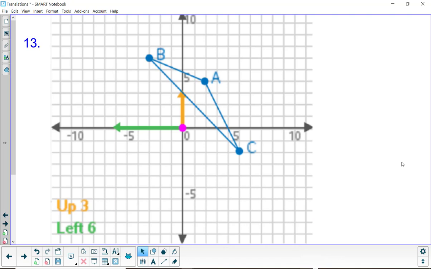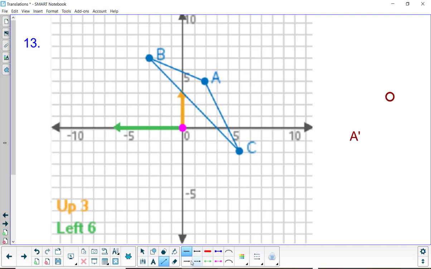The directions say to translate triangle ABC up 3 units and to the left 6 units using a straight edge. So go ahead and pause the video right now, do that, and then return. But make sure you give this a shot. To remind you how this is done, I'm going to do A for you, but you're going to have to do B and C. All right?